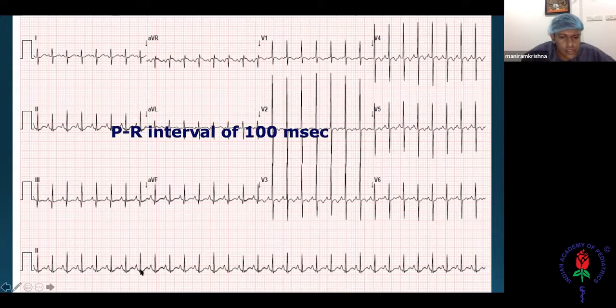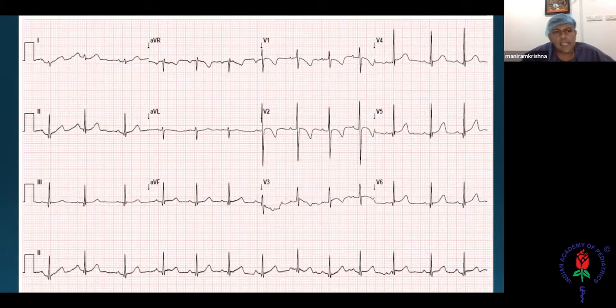So you can see that there are probably around 200 small squares between the start of the P wave and the start of the QRS complex. So 2.5 × 40 gives you a PR interval of 100 milliseconds. Now this is probably slightly easier because the heart rate is slower and you can see the P wave much better even on a screen here. So what do you think is the PR interval here?